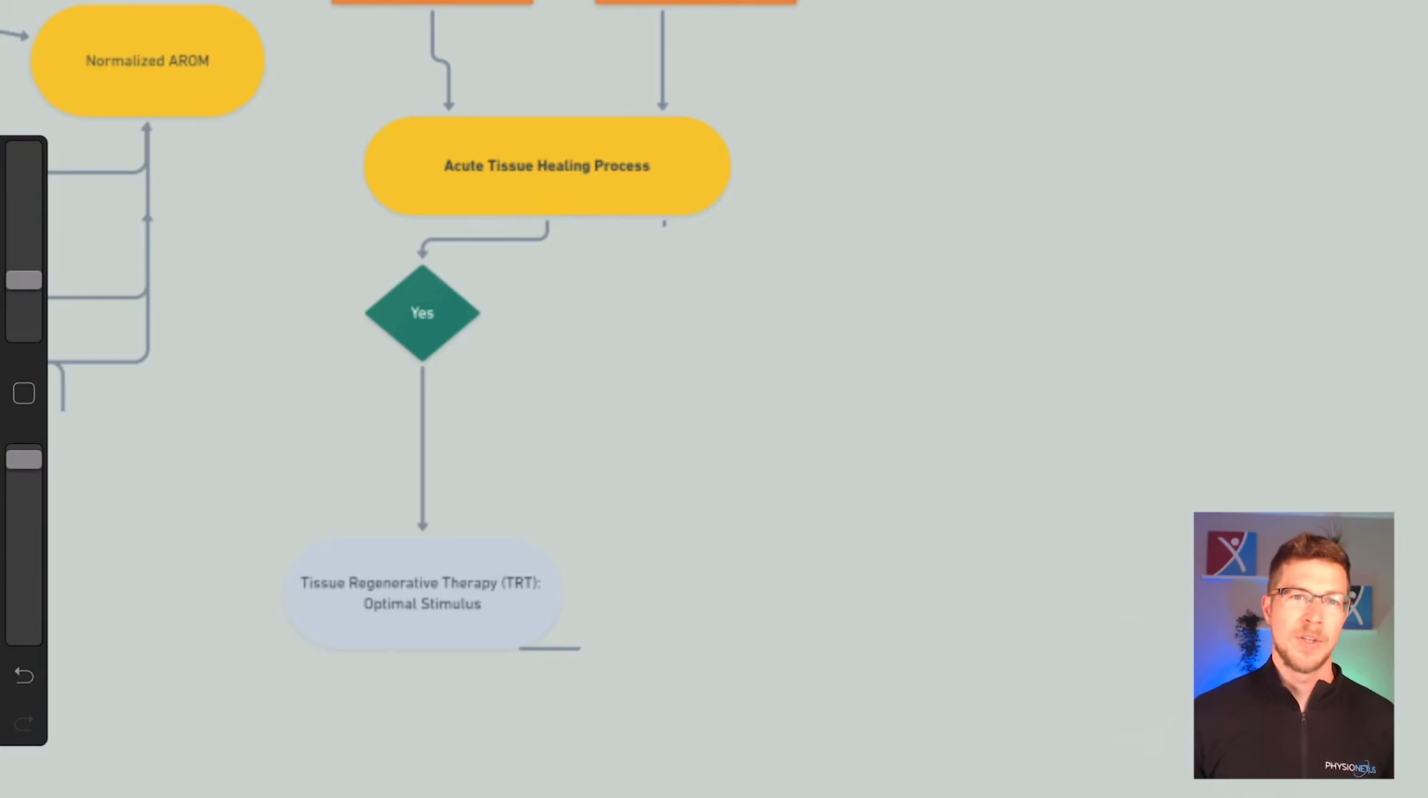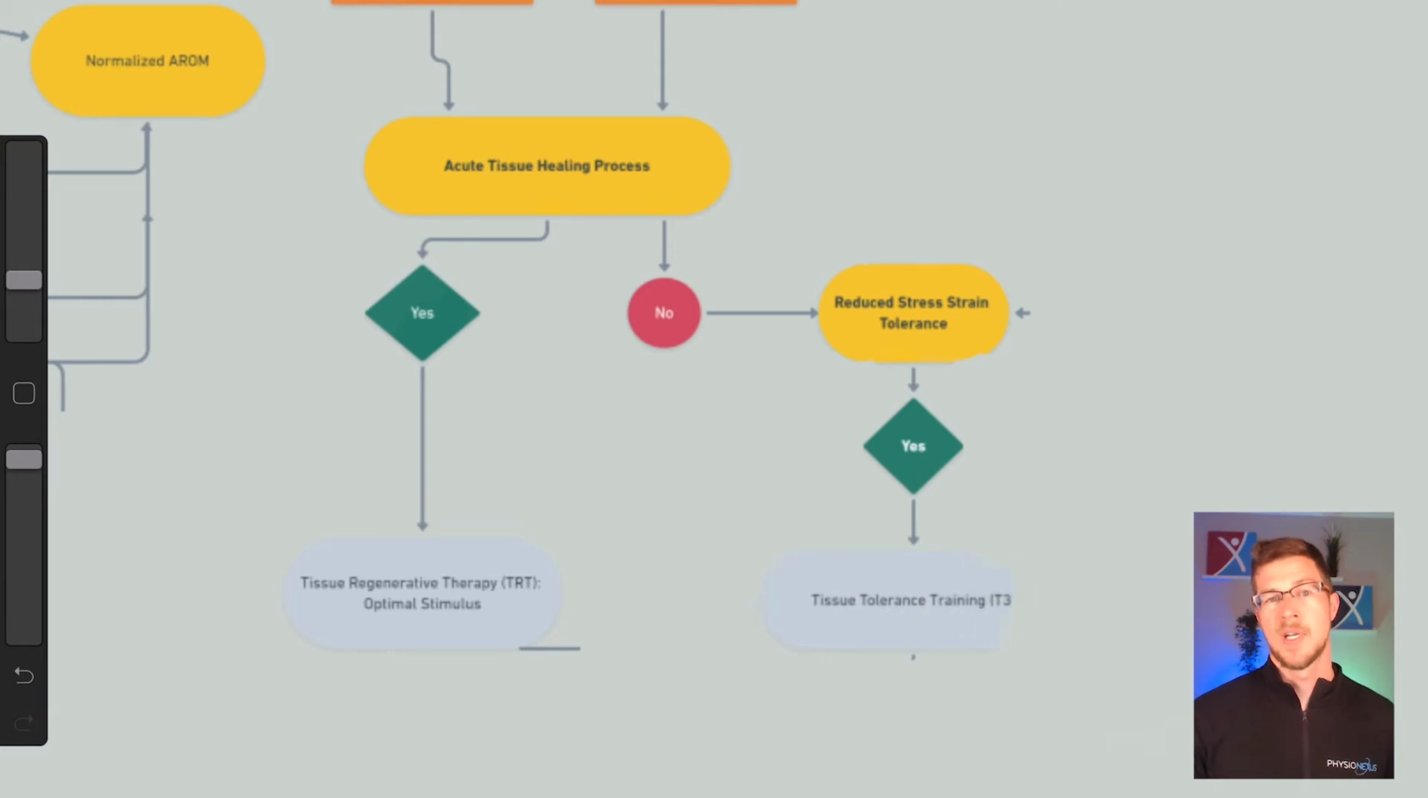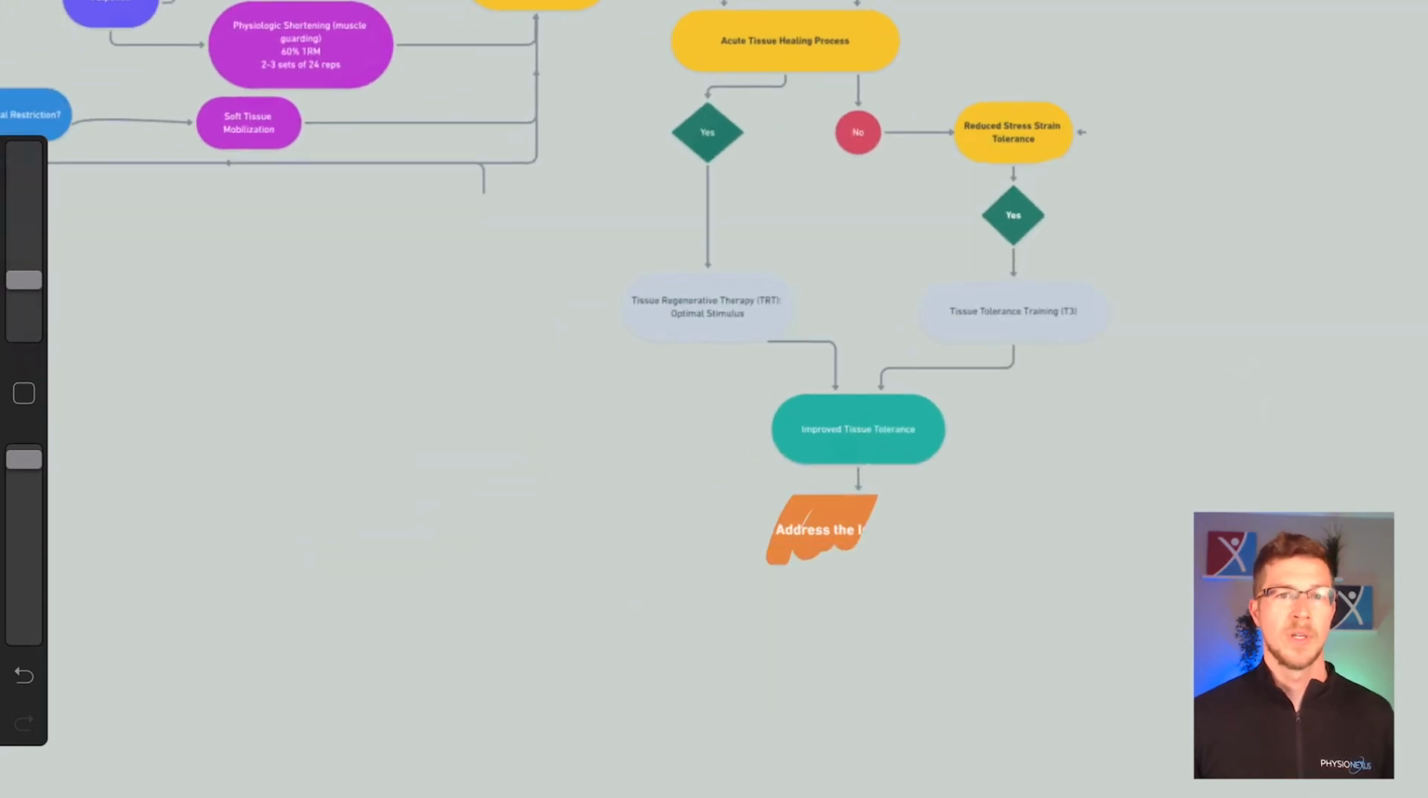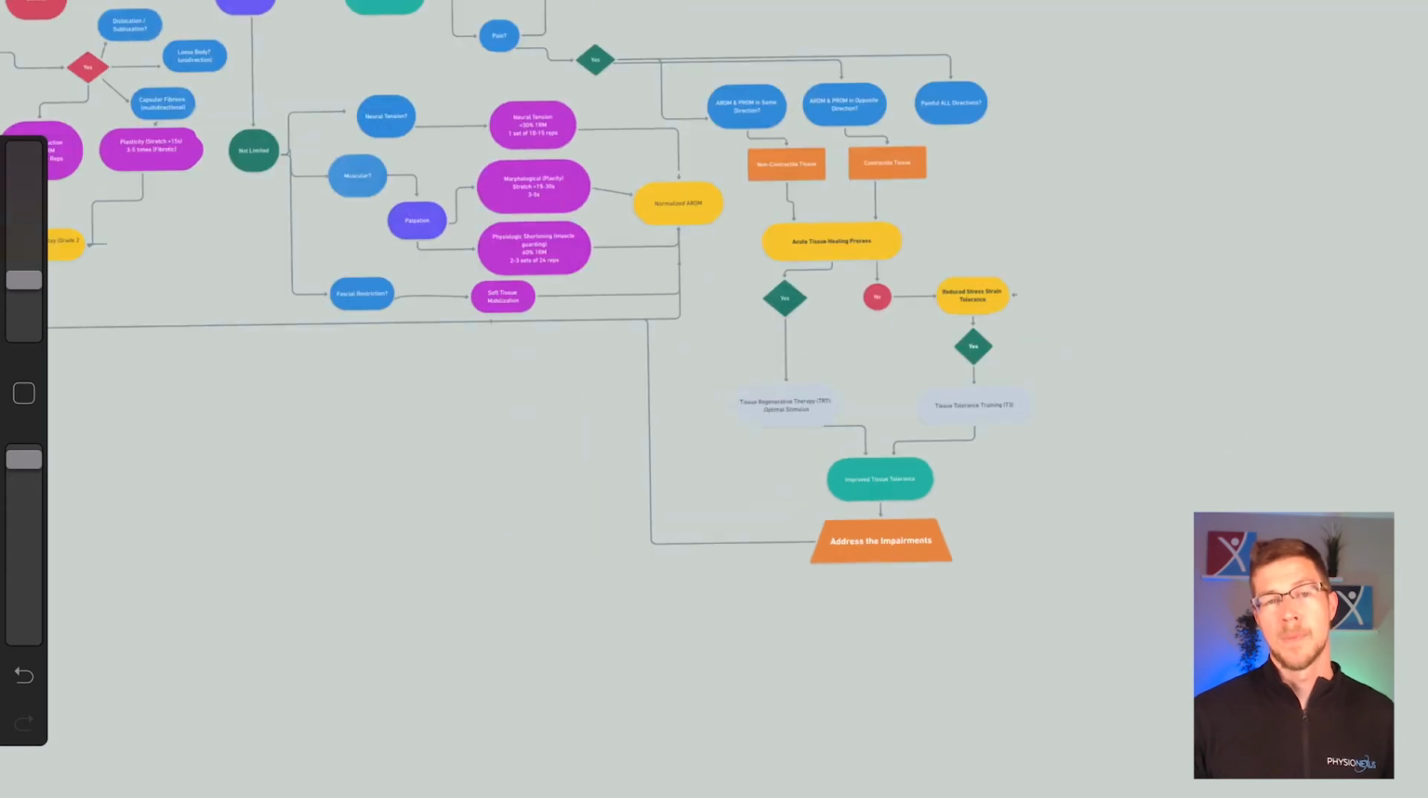But if it's not acute, then the idea is we're probably dealing with a reduced stress-strain tolerance, and we can do more tissue tolerance training for this. Both have the goal of improving the tissue tolerance, and then we further assess active range of motion, leading hopefully down a different path now to deal with different impairments.